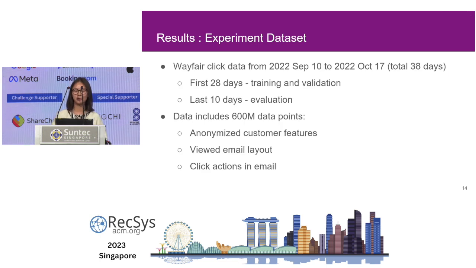Having seen the approach we are using, let's talk briefly about the data set before diving into the results. For this work, we collected click data for a total of 38 days. From September 10th to October 17th last year, we carved out 4 weeks for training and validation, while keeping the remaining 10 days of data for evaluation. In all, this data is composed of about 600 million data points, and each data point includes anonymous customer features, the template layout that the customer viewed, and any click actions on the links within the email.